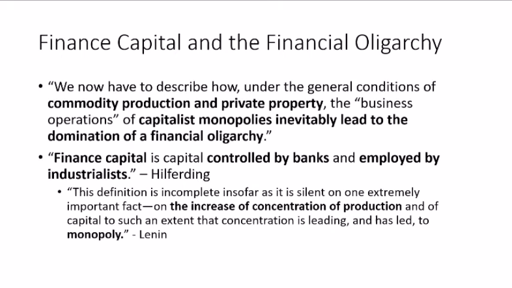We now have to describe how, under the general conditions of commodity production and private property, the business operations of capitalist monopolies inevitably lead to the domination of a financial oligarchy. Finance capital is capital controlled by banks, but employed by industrialists. This is this guy Hilferding. I know MX City, they hate German names or whatever. So, Hilferding. This is this person.